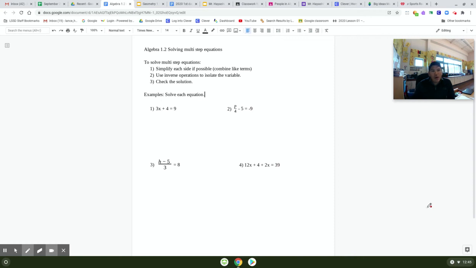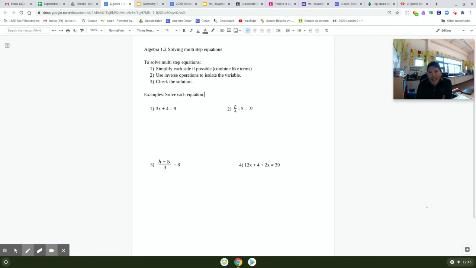Okay, this is Algebra 1.2, solving multi-step equations. With your multi-step equations, you'll have more than one step to solve. When you're solving your multi-step equations, you still want to use inverse operations. But before that, if you can, you want to simplify each side.